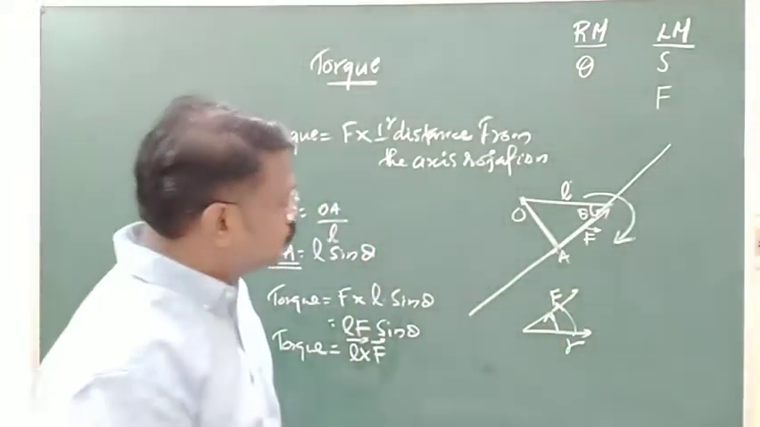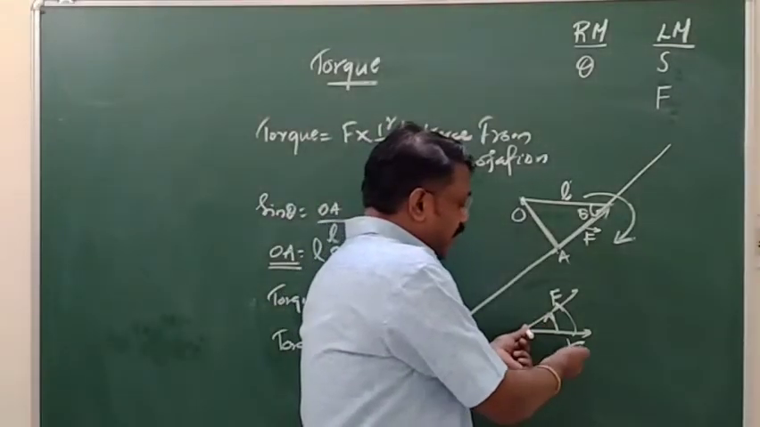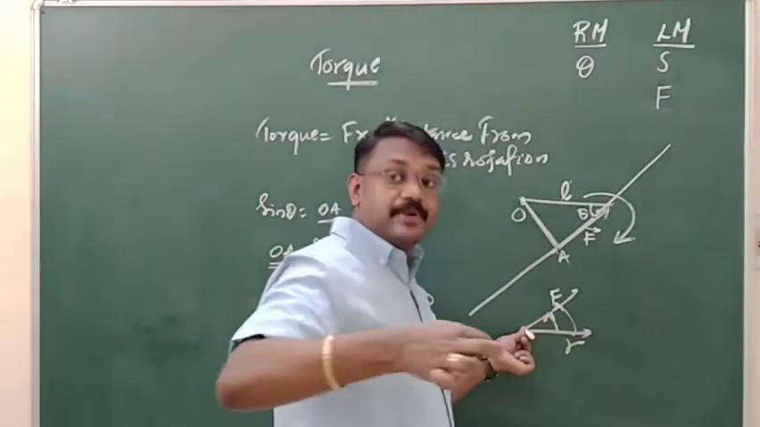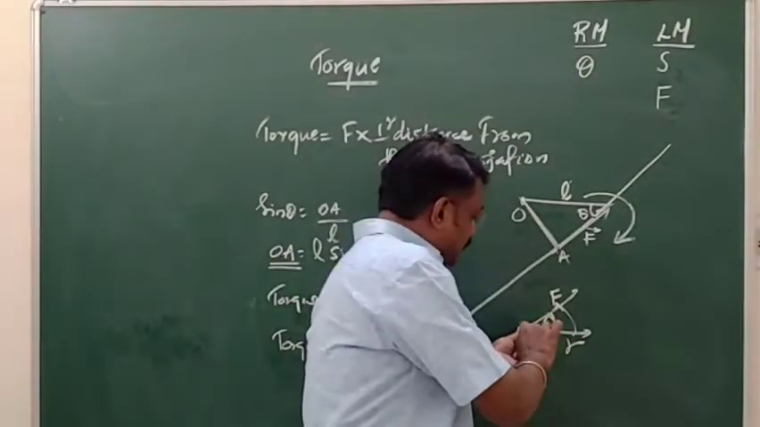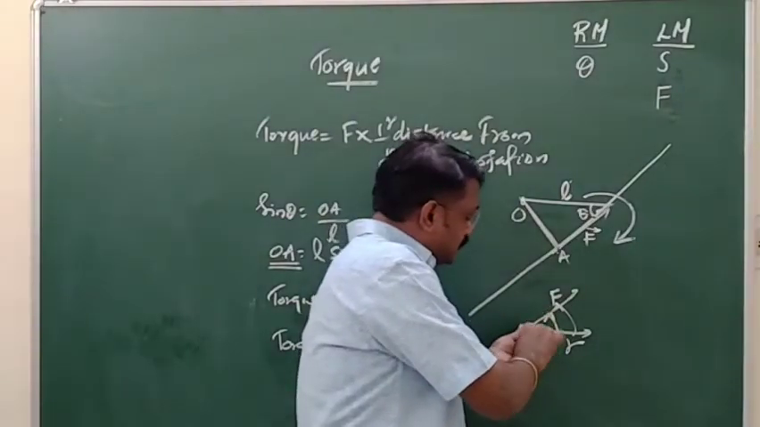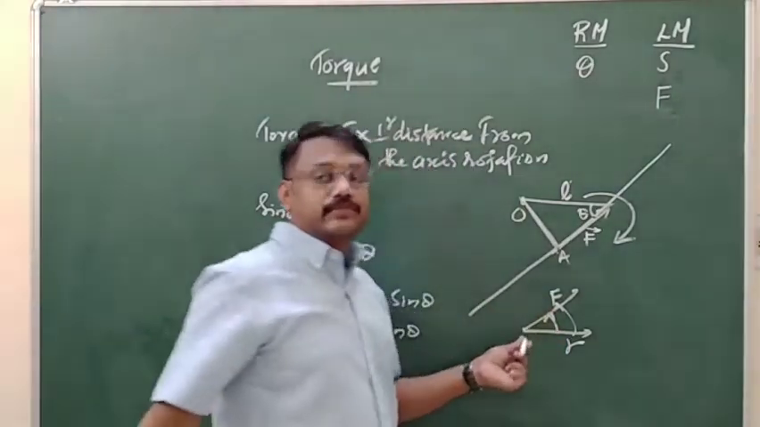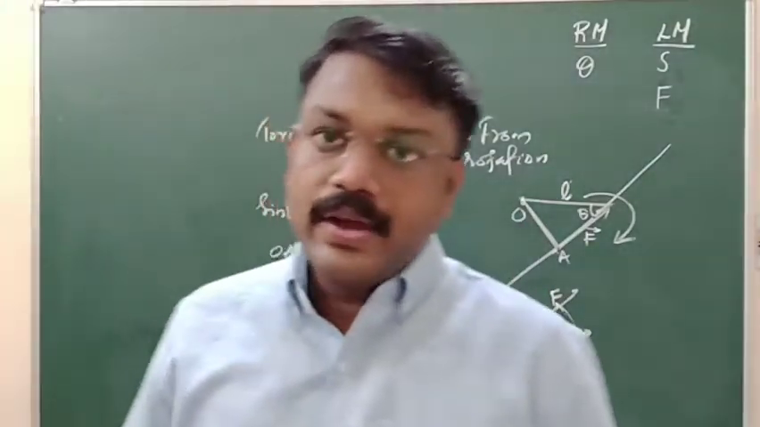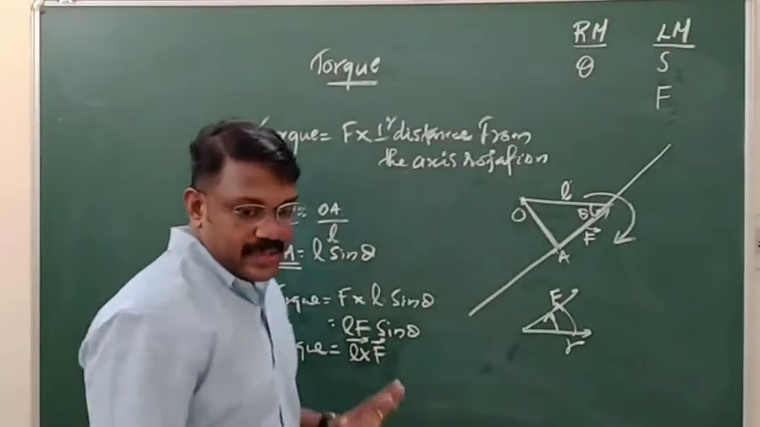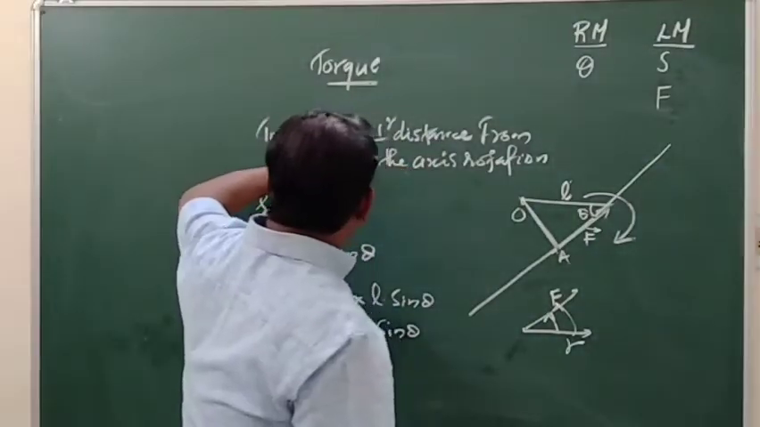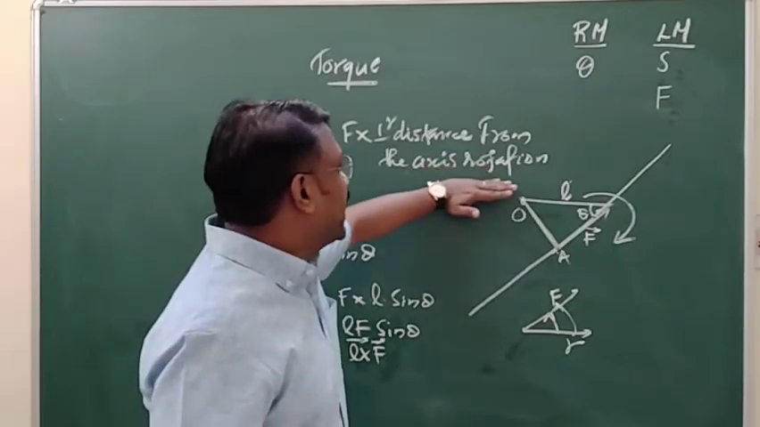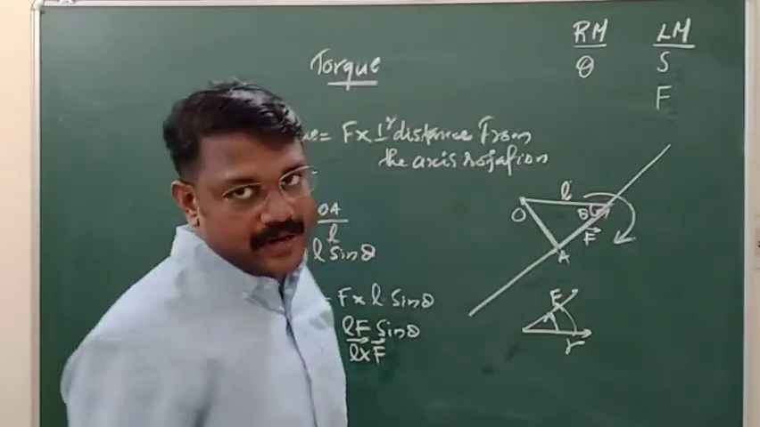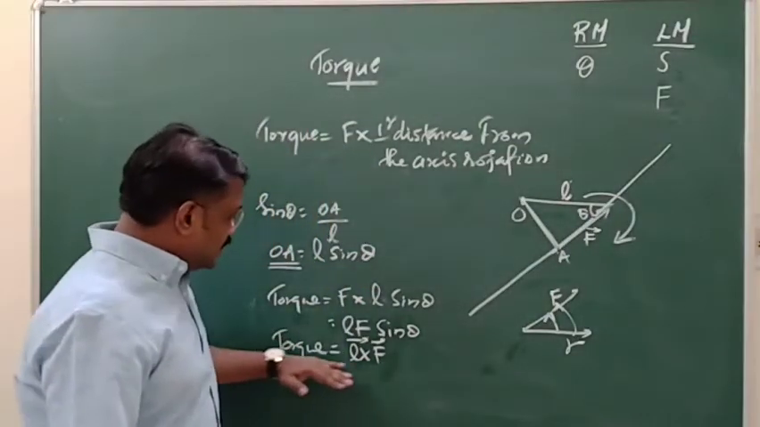In which direction is the torque acting? According to the right hand screw rule, if you are rotating in the anti-clockwise direction, it is moving away from the board. If you are rotating in the clockwise direction, it is piercing into the plane of the board. So that depends upon the direction in which the movement happens. Anyhow, torque is defined as force into the perpendicular distance from the axis of rotation, given by L cross F.